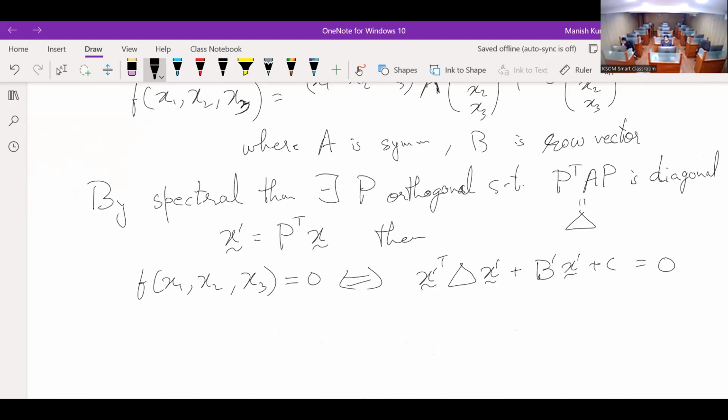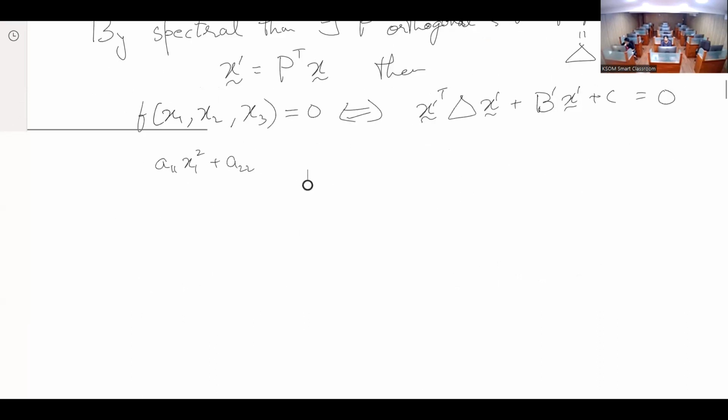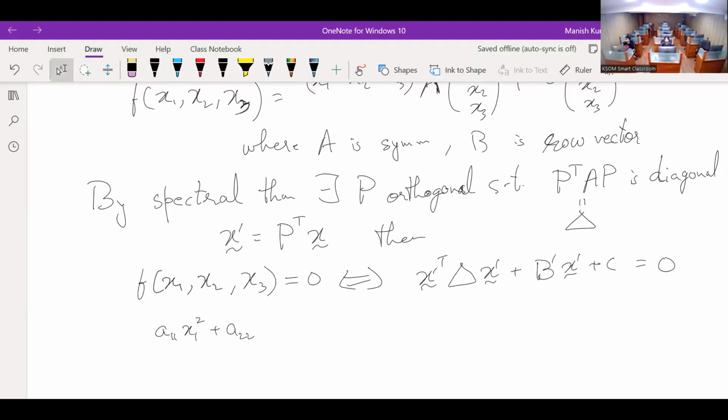So this equation, if you think about it, becomes A11 x1 squared plus A22 x2 squared plus A33 x3 squared plus b1 x1 plus b2 x2 plus b3 x3 plus c equals 0. We'll ignore all the primes, since the zero locus of this and the zero locus of what I'm writing have the same shape, so that we don't have to worry about writing primes. So it's enough to analyze this equation.